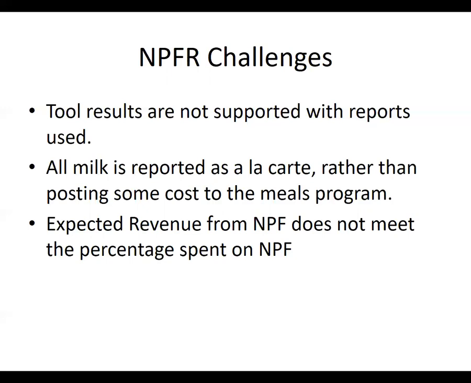If at the end of the tool process you find that the revenue does not meet the percentage expectation, a corrective action must be created. The corrective action plan will be reviewed during the administrative review to verify that the plan was put in place.